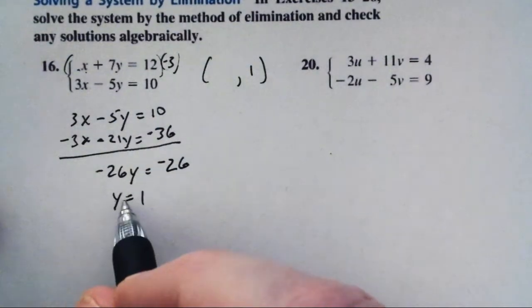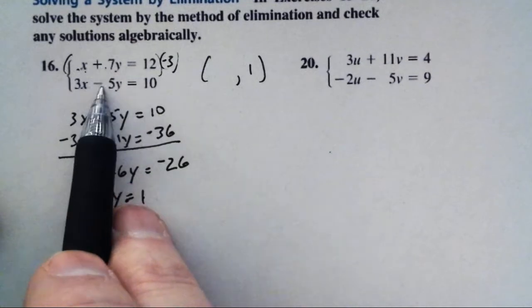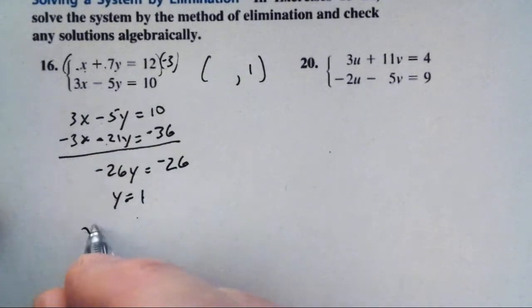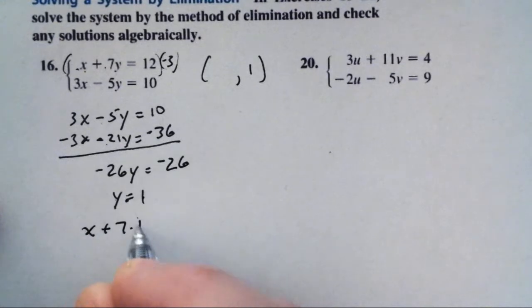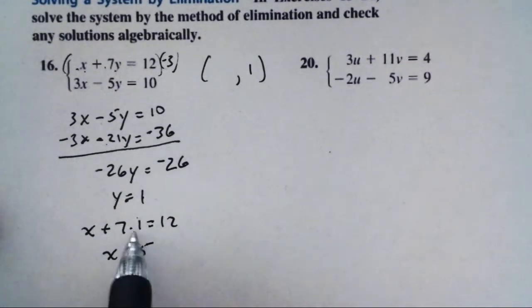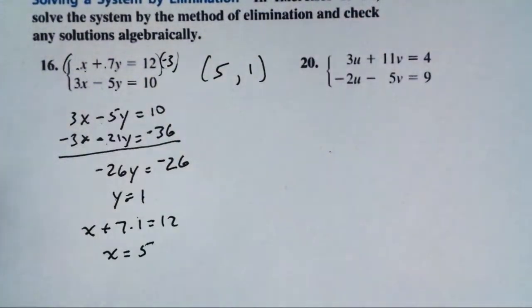And now y may be replaced by 1. I can use any equation I want, replacing y by 1. I think I'm going to use the first equation. I get x plus 7 times 1 equals 12, or x equals, subtract 7, 5. So the intersection of these two lines is at (5, 1).